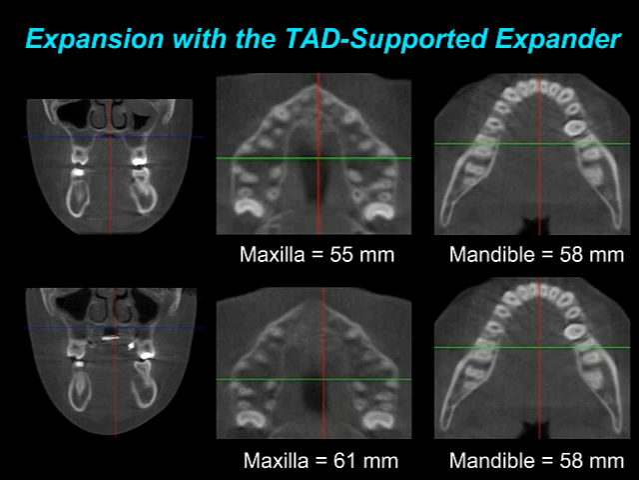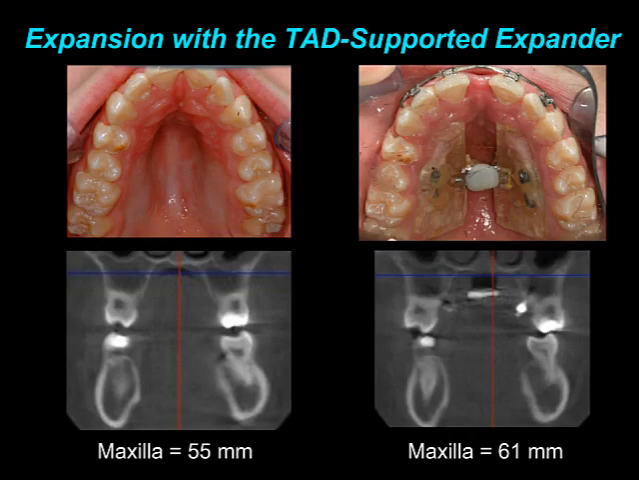But when we did the measurements, you can see the suture split and how much it changed with very, very, very minimal dental tipping. So this has been the reason that this appliance has been such a bonus to our practice and for our patients, because it's given us that extra tool that we can use to gain our goals of expansion without having to resort to orthodontic surgery.